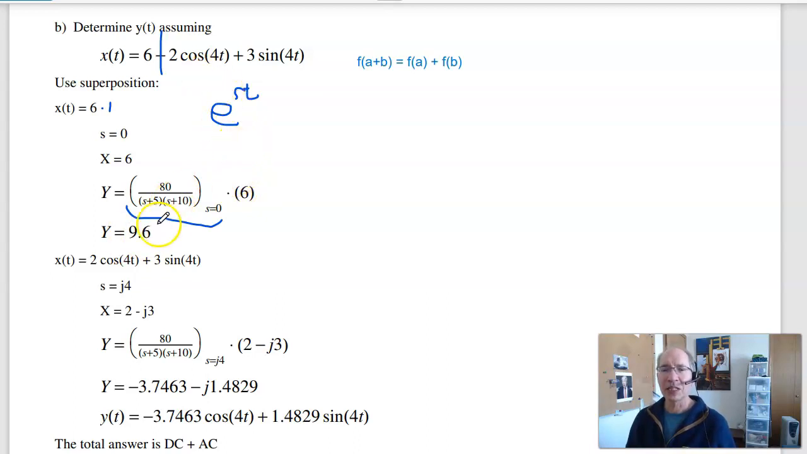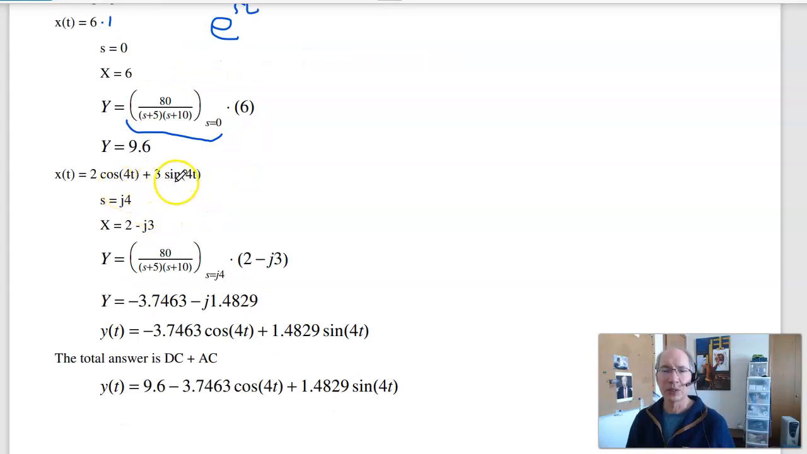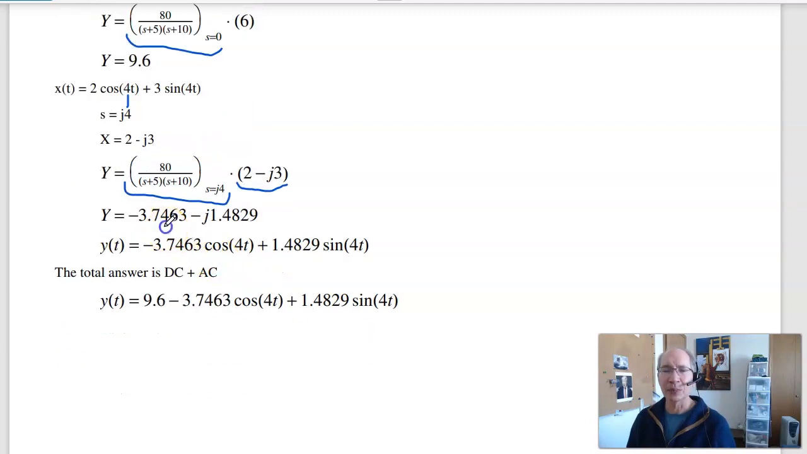The second part, when x is 2 cosine 4t plus 3 sine of 4t, now s is j4. X is 2 minus j3. Real part's cosine, minus j is sine. The output then, this is the gain everywhere. All I care about is what's the gain at 4 radians per second, the frequency of the input, times the input at 4 radians per second. Multiply it all out, I get a complex number. Real part means cosine, minus j is sine.